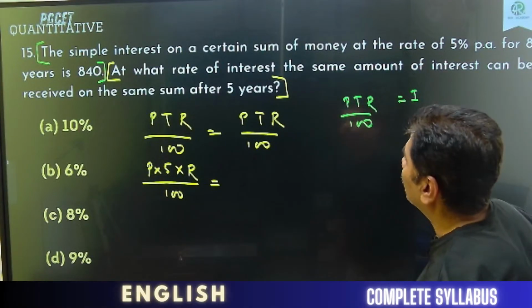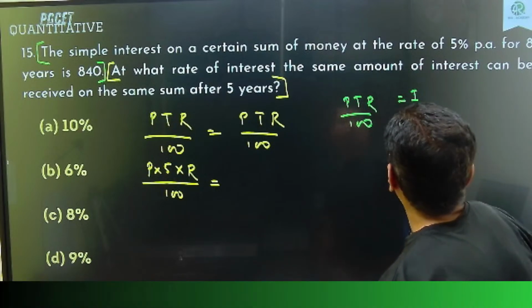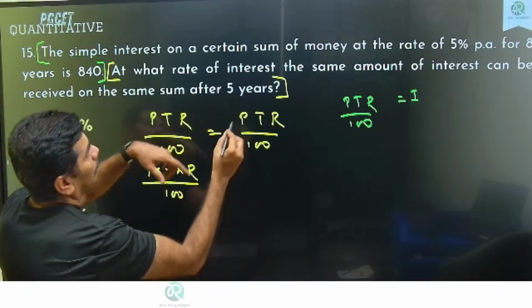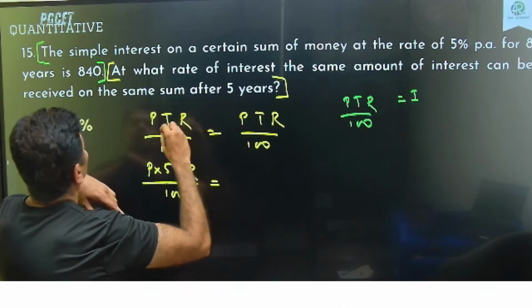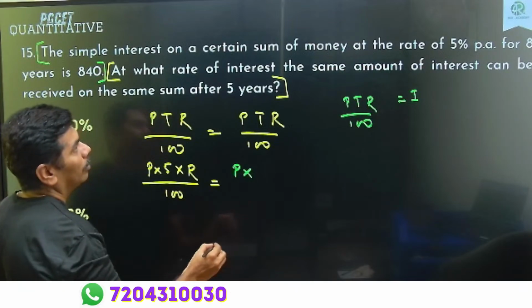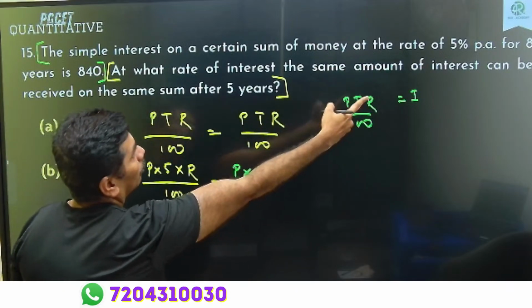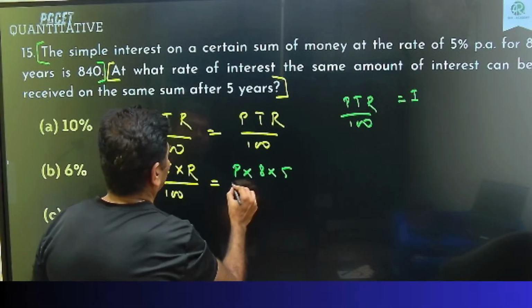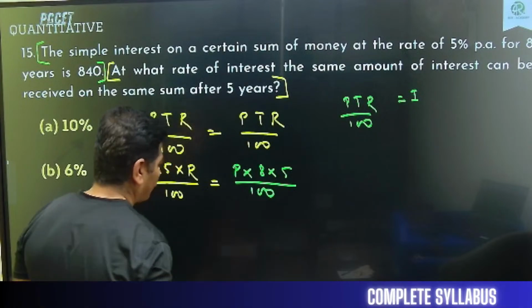Do we need the interest? No, we won't need it. So simply we'll take, if the same amount of interest and same sum, that is P into time for 8 years, rate of interest is 5 divided by 100.